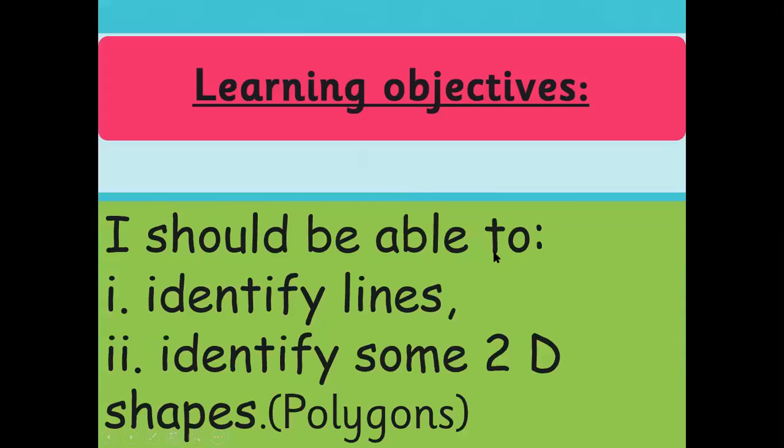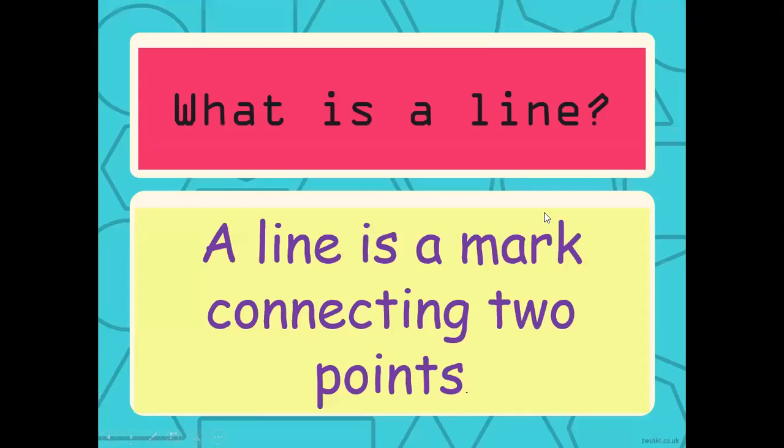Let's move to our learning objective for today. At the end of this lesson, you should be able to identify lines, identify some 2D shapes or polygons. What is a line? Remember that I asked this question earlier on. What do we mean by a line? From what we have here, we say that a line is a mark connecting 2 points.